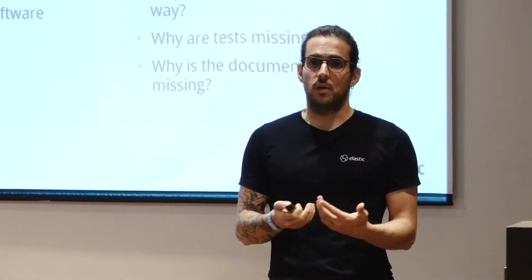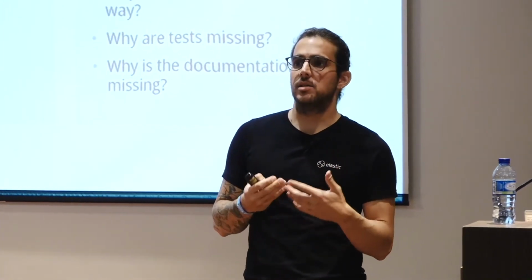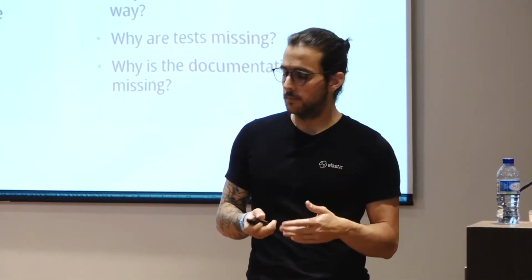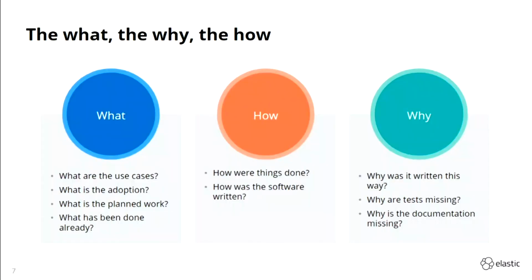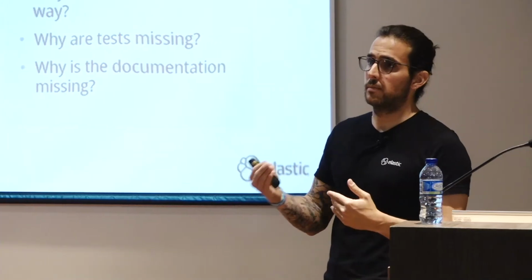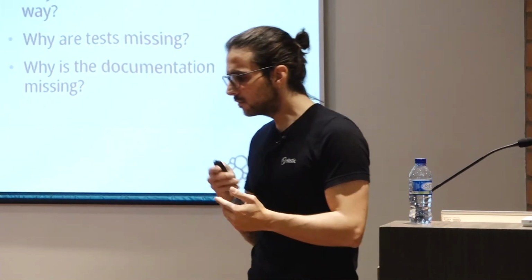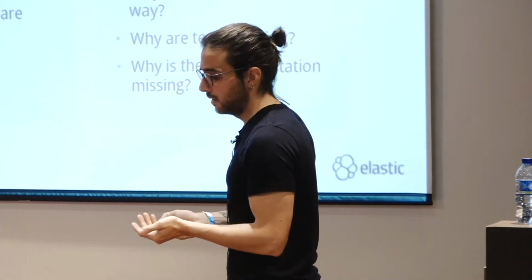So you've got to understand what adoption is just to know what impact every change that you make is going to have. What is the planned work? Is there any roadmap? Is anyone thinking about the future of this project? Whether it is an open source project or legacy code that you are inheriting, is there any plan for it? Is there any PM behind it? Are there any customers providing feedback and telling the project maintainers where the project should go? And what has been done already?